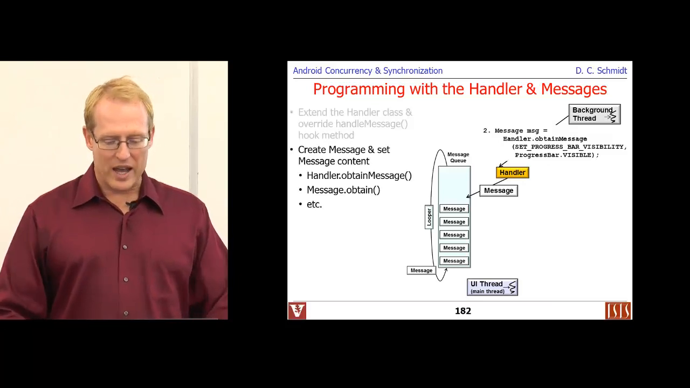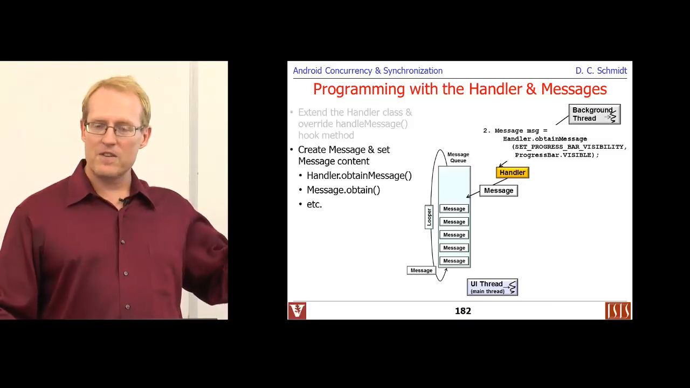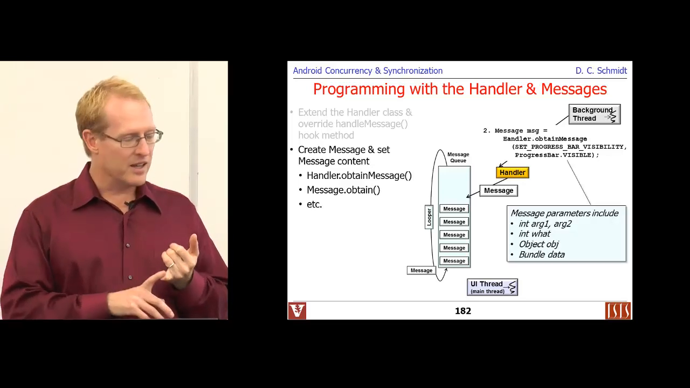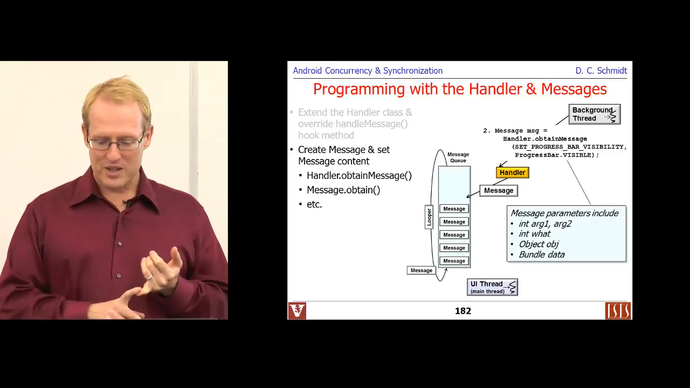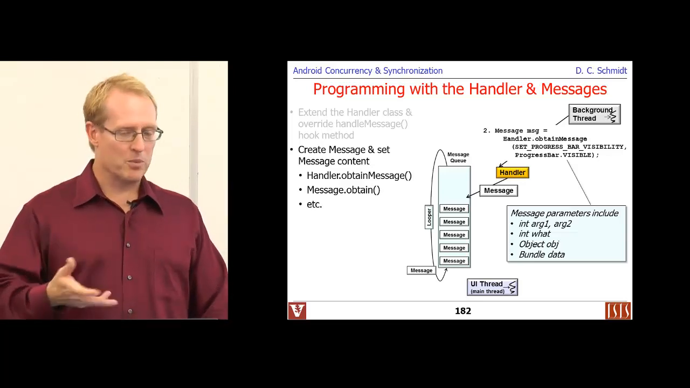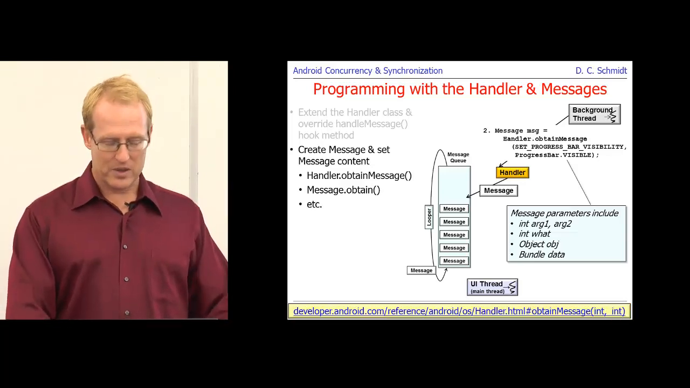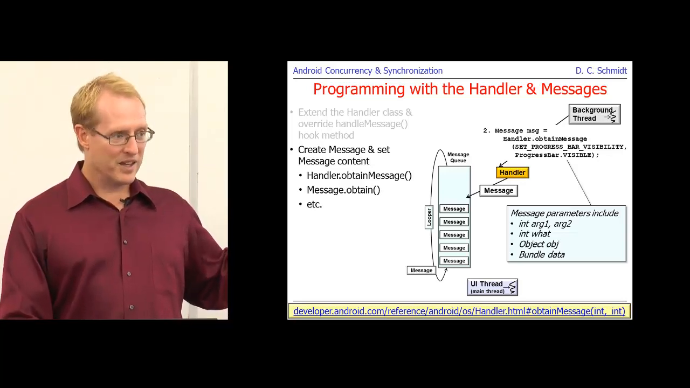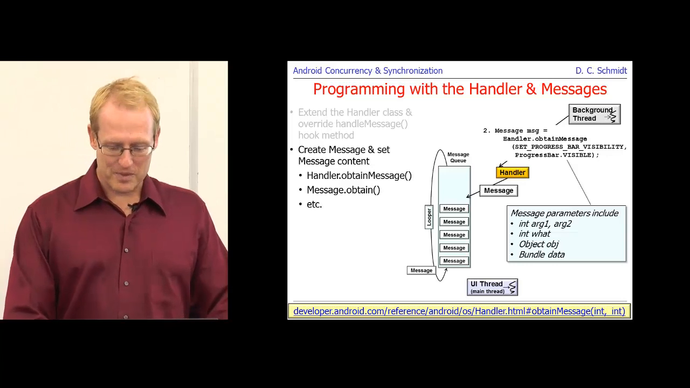And then you can go ahead and set the various fields of that message. And you can do a variety of different things. You can set arg1 and arg2. I'll explain what we're doing here in a second when we look at the code. And there's some other things you can pass along with this as well. You can look at the documentation to learn more about this. There's a lot of different ways of making messages from handlers.